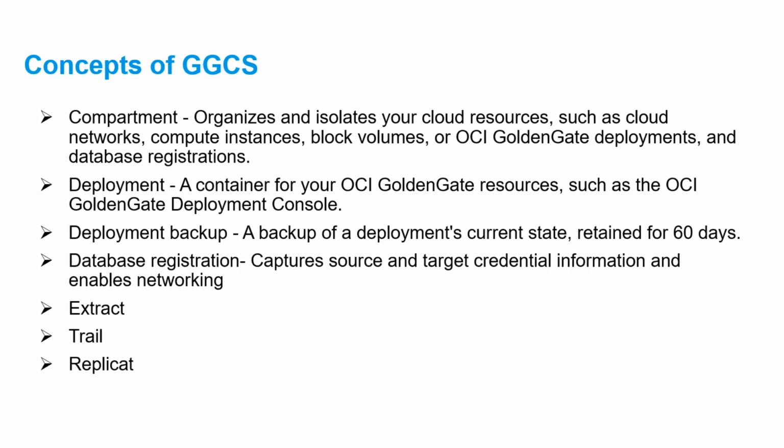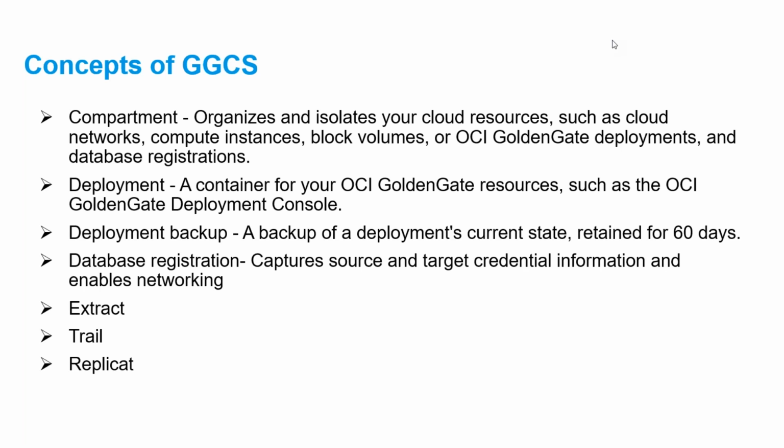So what are the concepts of OCI Goldengate cloud service? Compartment: it organizes and isolates your cloud resources such as cloud network, compute instances, block volumes, or OCI Goldengate deployments and database registration. Deployment: a container for your OCI Goldengate resources. All the administration server, distribution server, performance metrics server, and receiver server form a deployment. That is what is called a deployment. You can take a deployment backup in its current state and it is retained for 60 days.